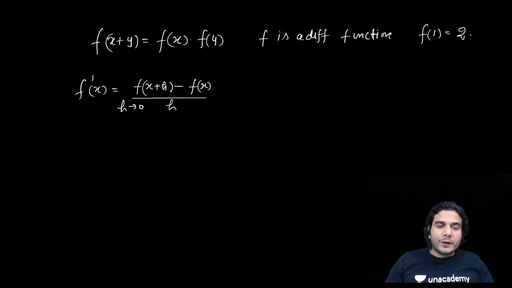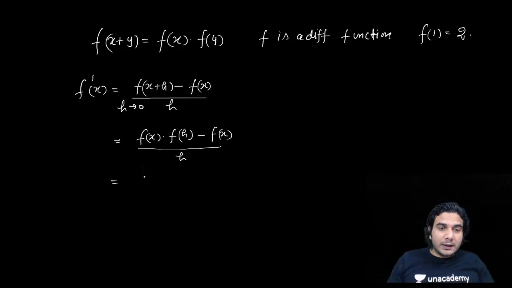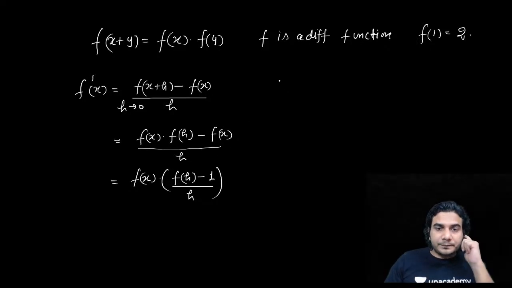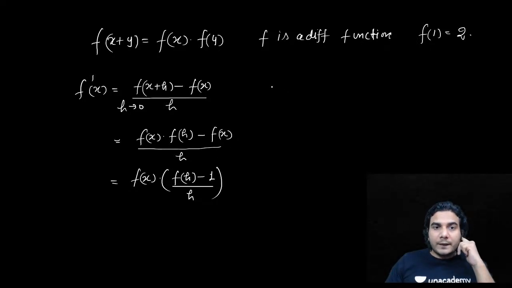All right, so f of x plus y is equal to f of x into f of y, so in this case f of x into f of h minus f of x divided by h. Now f x is not cancelling, but you'll get this f of x into f of h minus 1 divided by h. Okay, now see, f is a differentiable function, and f of 1 is given 2.